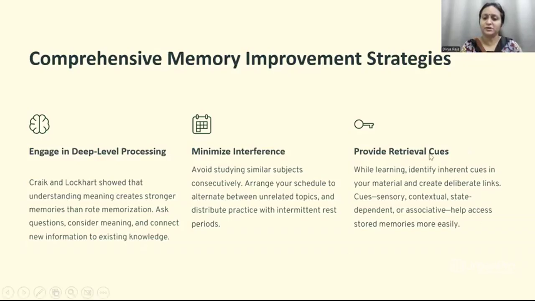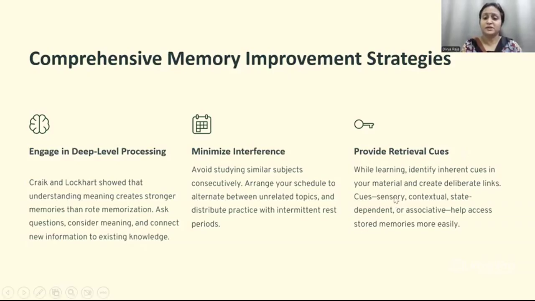And there are many cues. I will discuss all this in detail in the class. We have to put this into practice in our daily life because it will help us in remembering all the information better for our exam.